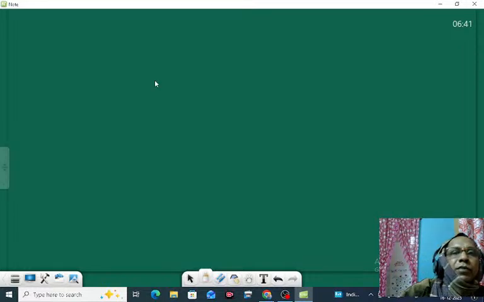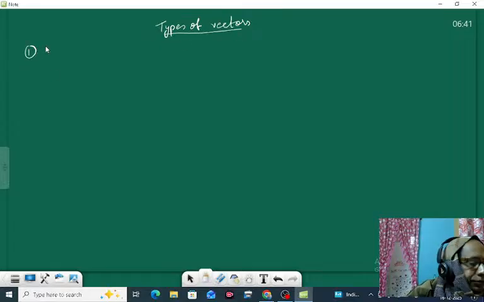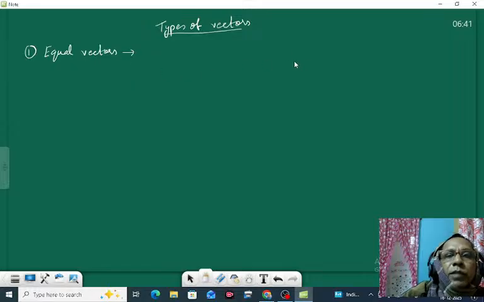Now we have different types of vectors. We'll learn a few of them because there are many types of vectors. First we'll learn about equal vectors. How do we find equal vectors? Equal vectors are those vectors which are equal in magnitude and same in direction also. Suppose there is a vector A and there is a vector B. If the magnitude of vector A is equal to the magnitude of vector B, and the direction of A and B is the same, therefore they are equal vectors.